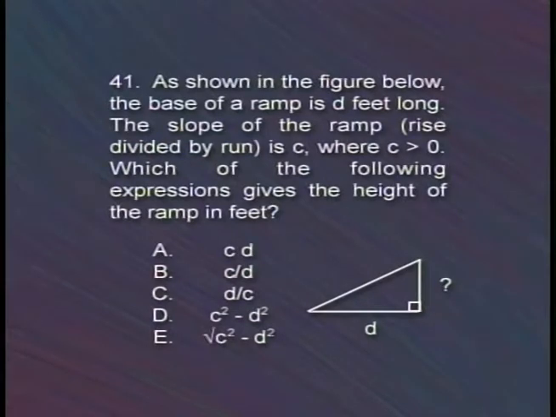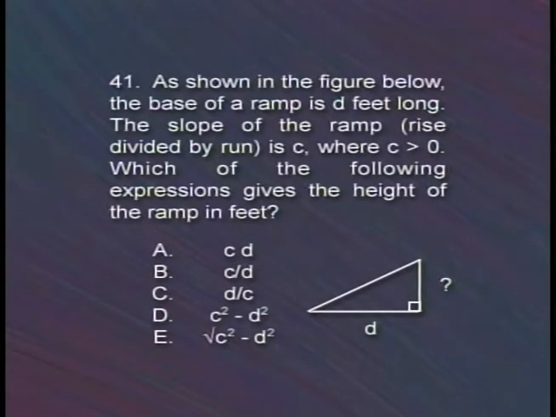Problem 41. As shown in the figure below, the base of a ramp is d feet long. The slope of the ramp, rise divided by run, is c, where c is greater than 0. Which of the following expressions gives the height of the ramp in feet?